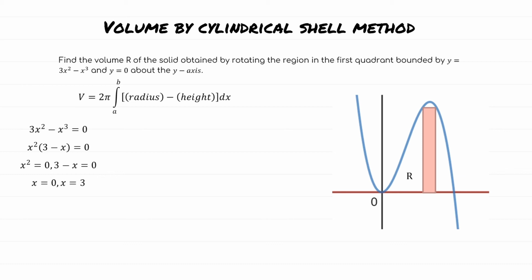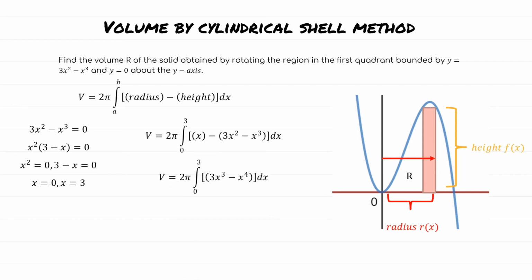Next is to find the radius. We can attach an arrow or a line from the rectangle to the axis of rotation. So this is the radius. It is x because it is the distance to the y-axis. Next is the height. The height is actually the height of the rectangle. It is the distance up to the function f of x. That's why it is the curve. Height is the curve.